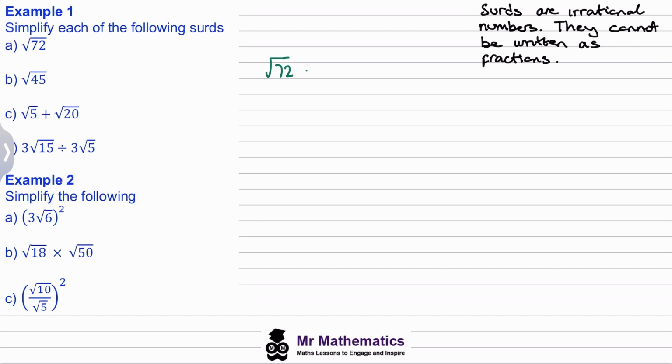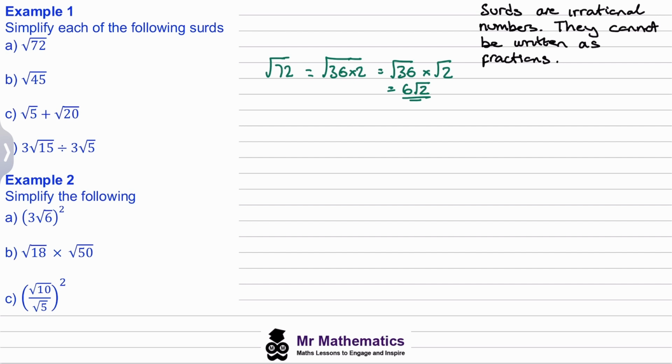If we look at example A, we've got the square root of 72. Now we know that 72 can be written as 36 multiplied by 2. I've chosen 36 because 36 is also a square number. And using the rules of indices, we can split this up. We can have the square root of 36 multiplied by the square root of 2. And we know root 36 is just 6. And because this root 2 doesn't have any square number factors, we leave it in this form. So root 72 can be simplified to 6 root 2.